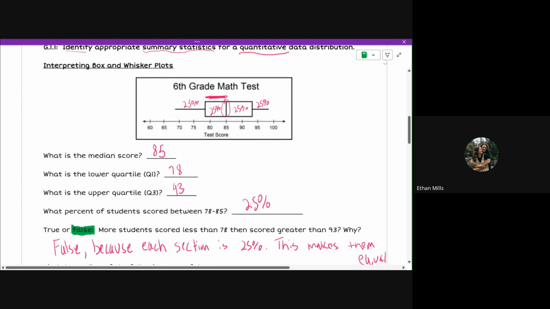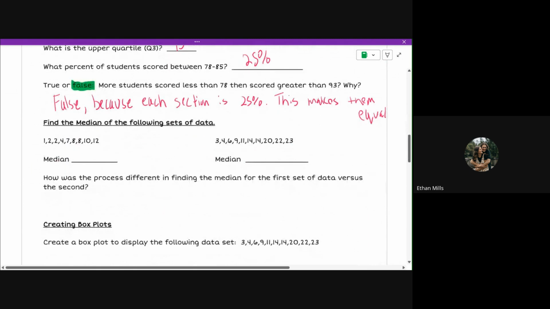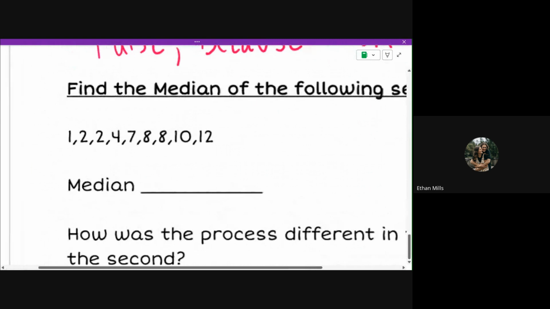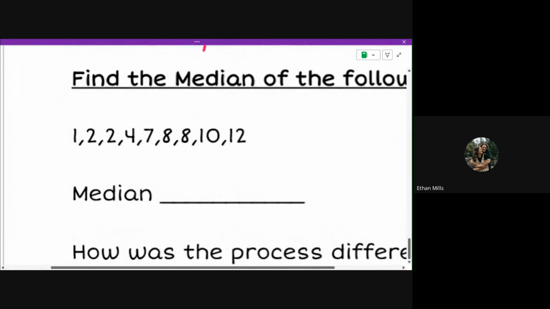Now we're going to come down to the next section and find the median of the following sets of data, starting with this one over here. Remember, the median is the middle number of an ordered data set. Ordered is the key word there. If it's not from least to greatest, you need to put the numbers from least to greatest. But for this one, we don't have to worry about that because they're already put from least to greatest. So we're going to go through and find our median. We do that by striking 1 on each side each time until we have one number left in the middle.